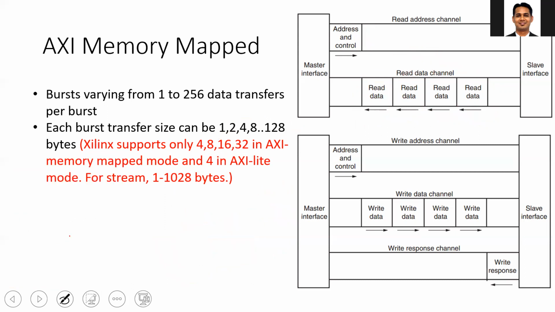So, for example, whenever the master wants to send data to the slave or read data from the slave, the master will use the control information to communicate the size of the burst. It can be 1 to 256. Then the master will also communicate the size of each transfer. It can be 1 up to 128 bytes in the case of the normal AXI4 protocol. In the case of the Xilinx FPGA, it supports only 4, 8, 16, and 32.